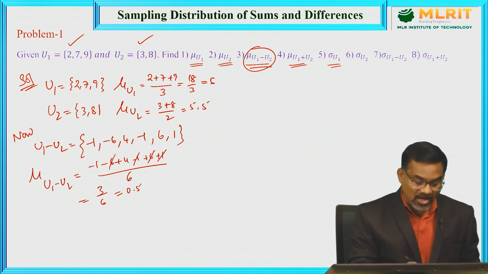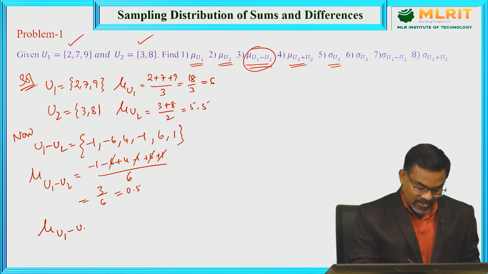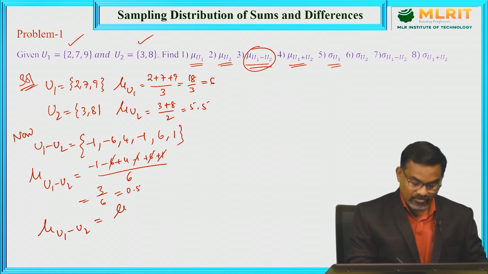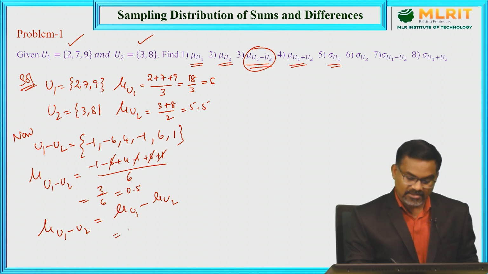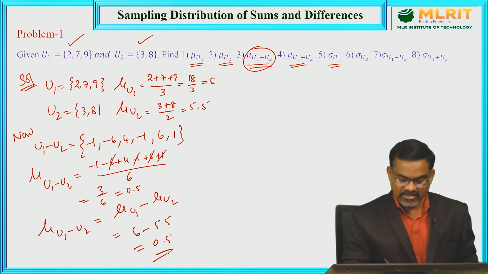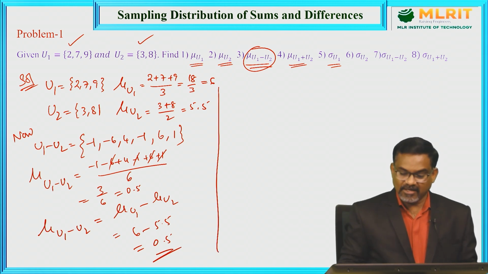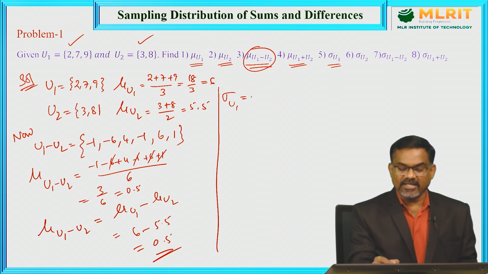Here we can cross check the property that mu U1 minus U2 is mu U1 minus mu U2. So, here mu U1 is 6 minus 5.5, obviously you will get 0.5. Similarly, we need to calculate sigma U1. Sigma is the standard deviation.